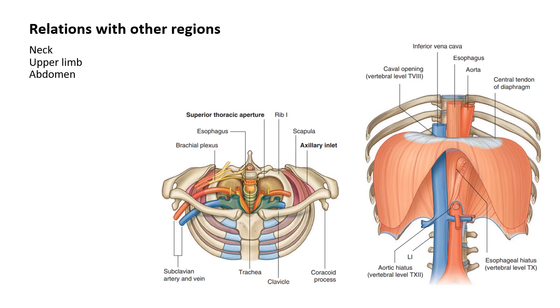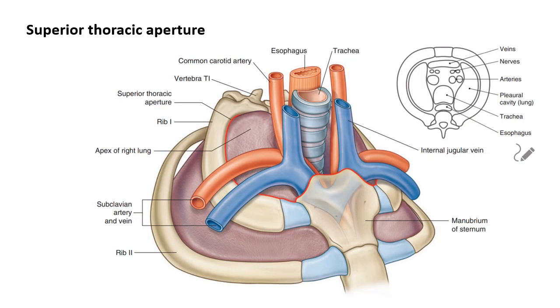The superior thoracic aperture is bounded completely by skeletal elements: posteriorly by the body of the first thoracic vertebra, T1, on each side by the inner border of the first rib, and anteriorly by the superior margin of the manubrium sterni.